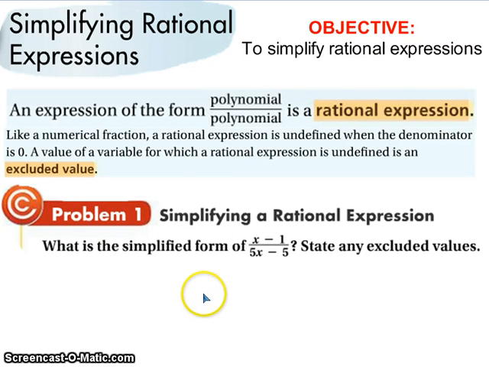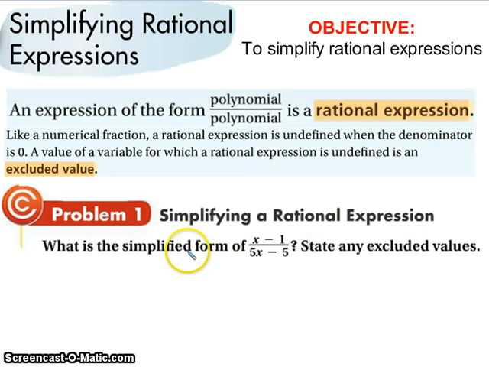Alrighty then, section 1 of chapter 11, simplifying rational expressions. A rational expression looks like this, polynomial over polynomial. We have to worry about the denominator. There's something called an excluded value, because remember, the denominator of a fraction can never be equal to 0.